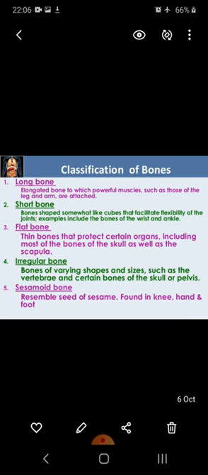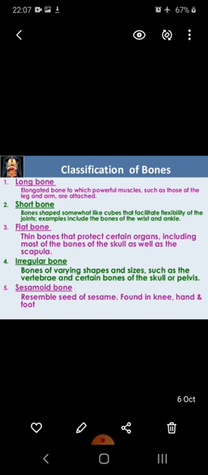Now we will discuss short bones. These bones are short in length, hence these are called short bones. For example, carpals and tarsals are short bones. These bones are light in weight but strong. These bones are made of cancellous bone tissue. These bones are covered with compact tissue. They help in exerting force. So this is all about short bones.